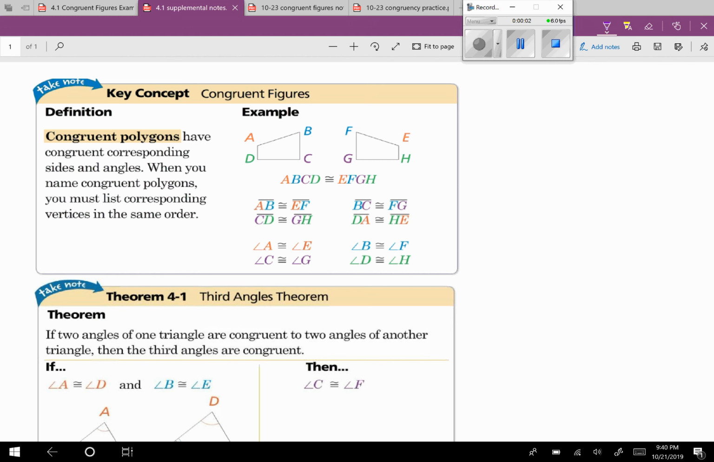Okay, hello everybody. Sorry I'm not there today. They have me doing a special training here at school, so that's where I'm at.